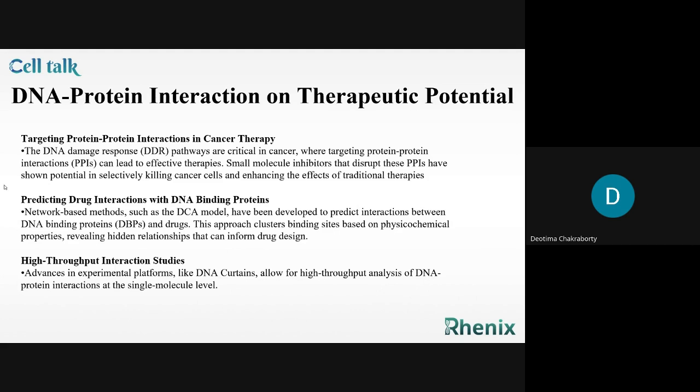And for high throughput interaction studies, technologies like DNA curtains enable high throughput real time analysis of DNA protein interaction at the single molecule level. These platforms aid in localizing the interaction, essential for developing nanotherapeutic or nano devices and therapeutic strategies.